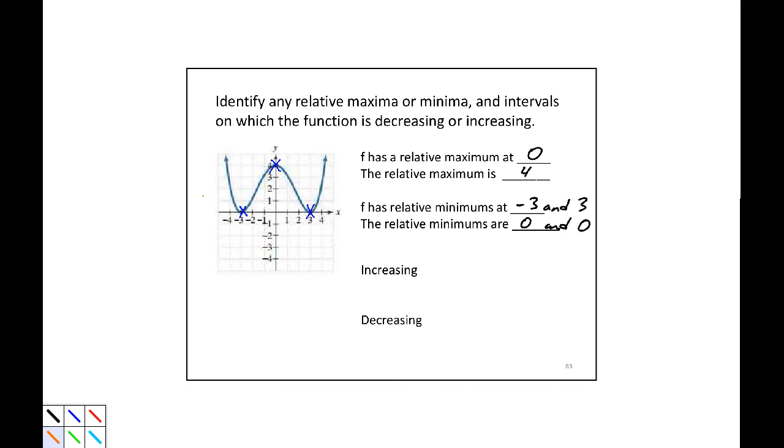I'm going to start on this side, and that's decreasing from minus infinity all the way to minus 3, and then it changes direction. So we'll increase from minus 3 to 0. It'll change direction again because it's a maximum. So it decreases from 0 to 3. And then it changes direction again because that is a relative minimum, increasing from 3 to infinity.